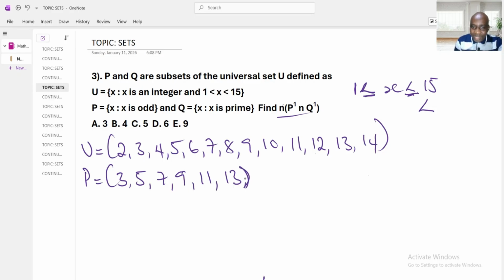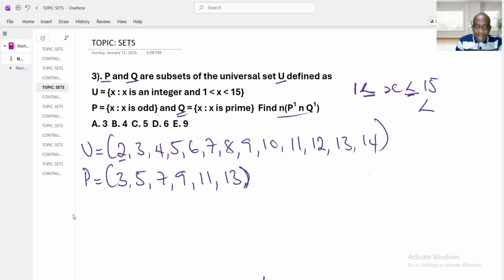We are going to stop at what? 13, because the question says P and Q are subsets of the universal set. Therefore, we are going to form our set within the range of the universal set we have here, which is from 2 to 14, because the question says P and Q are subsets of the universal set U. It means that we are going to form them out of U because they are subsets of U. Now the next one is Q.